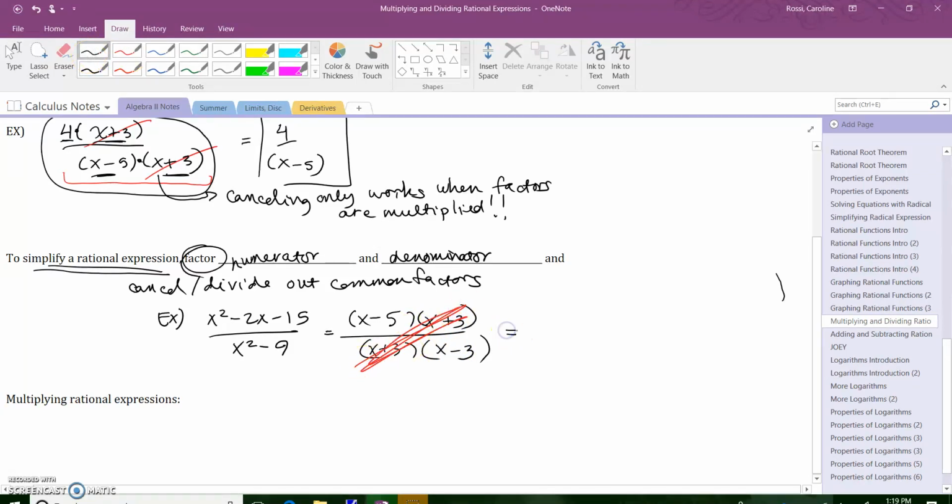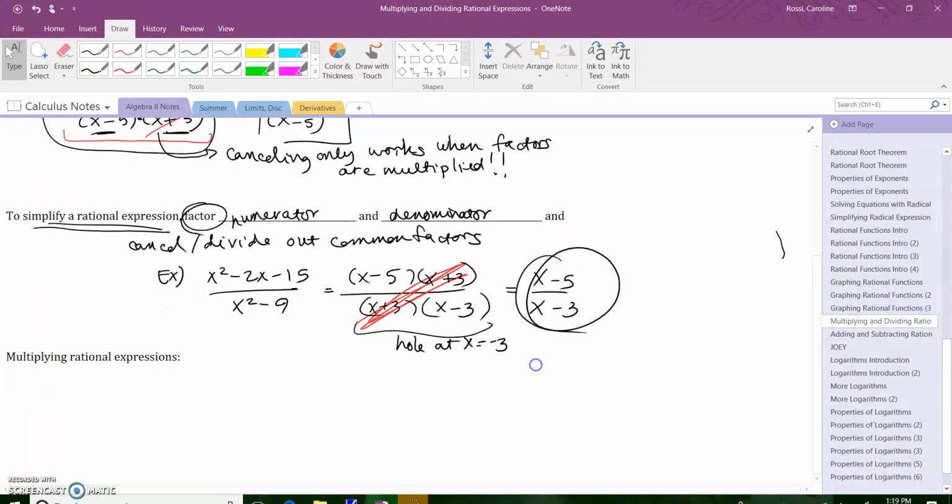Now keep in mind, if you were to graph this, we're not going to graph it, but if you were to graph it, there would be a hole at x equals negative 3 because x plus 3 canceled. But again, we're not focusing on graphing anymore now. All right, that would be simplified form.